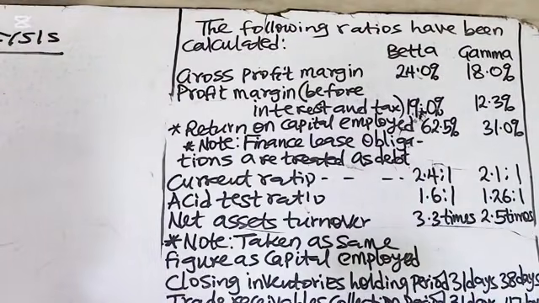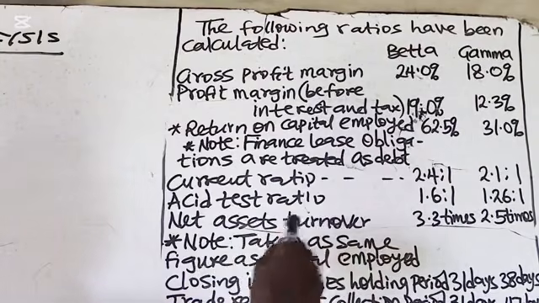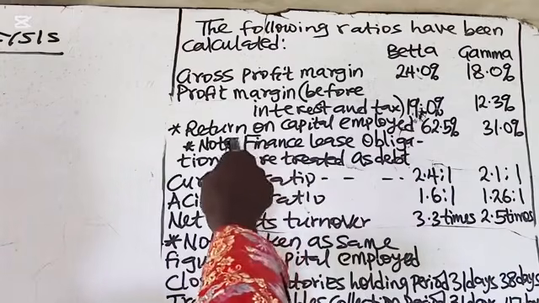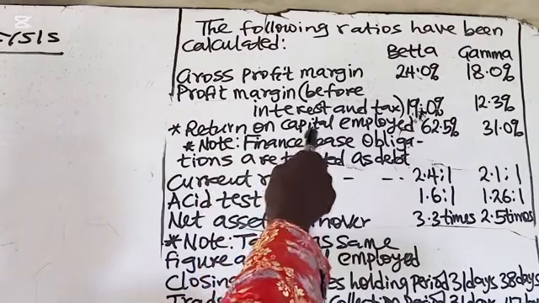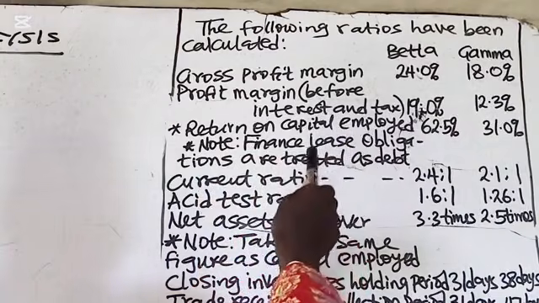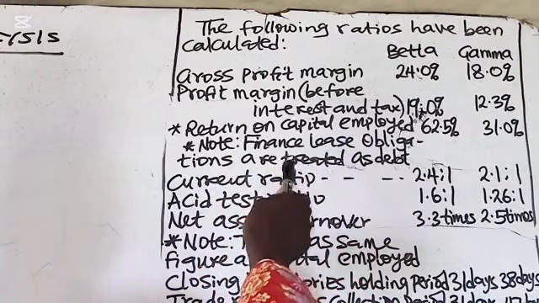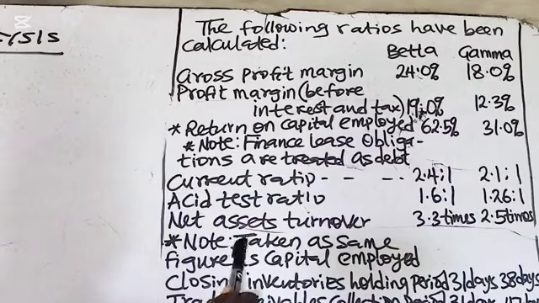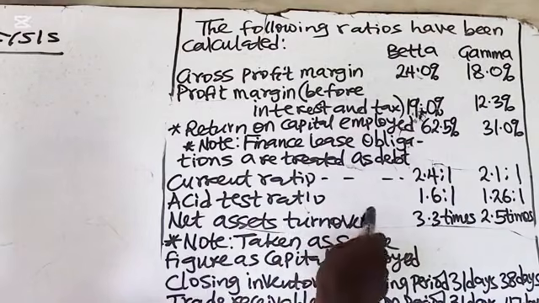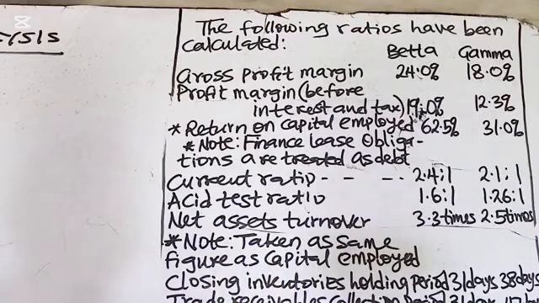Then note, we are taking the same figure as capital employed. That is, the figure you use for net asset turnover is the same definition of capital employed you have here, which is equity plus debt. So that same definition will still be applied for the calculation of net asset turnover. No, net asset turnover will not be revenue over capital employed. That is what that means.